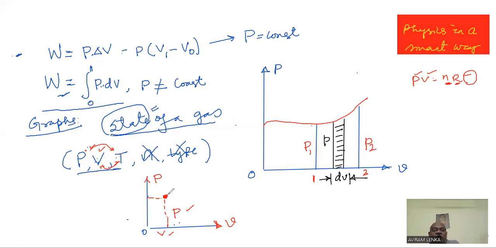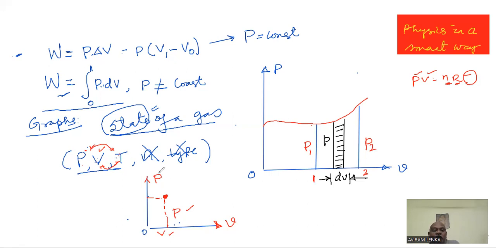But once the gas changes the state, the parameters will be changing. Maybe the pressure is changing, maybe the volume is changing, maybe the temperature is changing. Usually once you select a gas, the number of moles and type of the gas are constant. They can also vary, but we do not take all that complexity. But at least pressure, volume, temperature, any two of them can change, or all three of them can change.